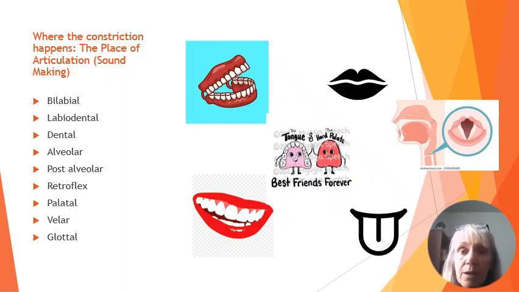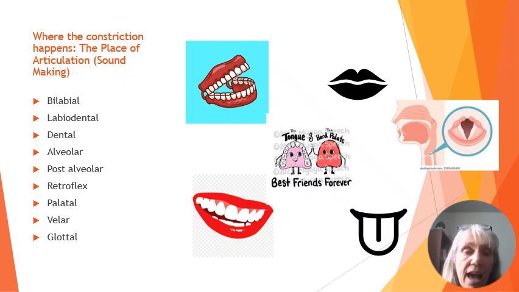So we talked about the manners of articulation, which is the how, or the method of articulation, how that sound is made. We also need to know where it is made, and that's the point of articulation, or the place of articulation, the POA, where the constriction happens. And you'll see a list of several things. I'm just going to go over what the meaning of the word is so you understand what the word means.